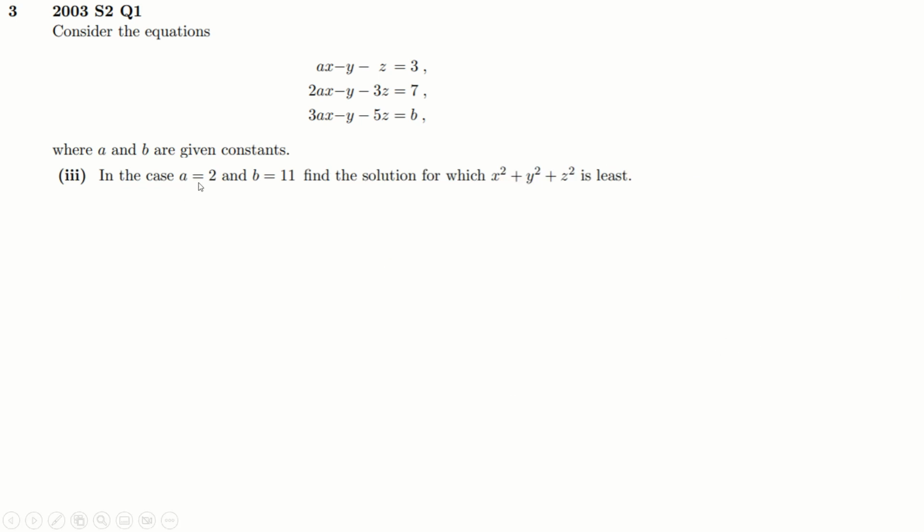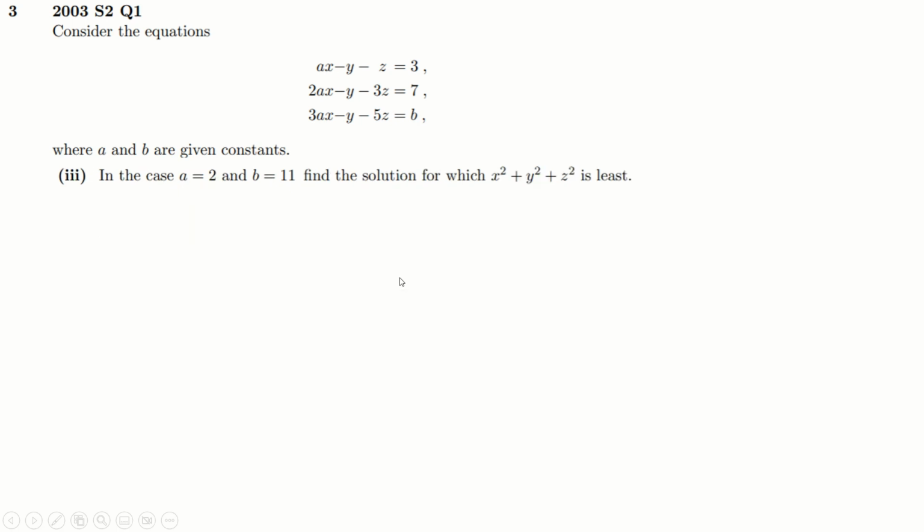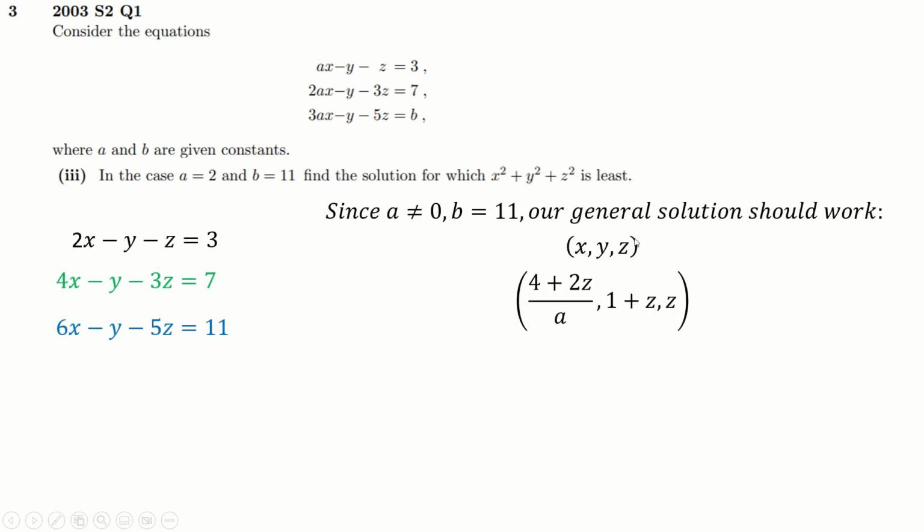In the case a equals 2 and b equals 11, now notice, if a is 2 and b is 11, that's this case. This case that I went really far overboard to find works for any value of a that's not 0, because of course of this division by 0 here that you get. So if a is 2, my solution works, right? The general solution that I found just completely works for this.